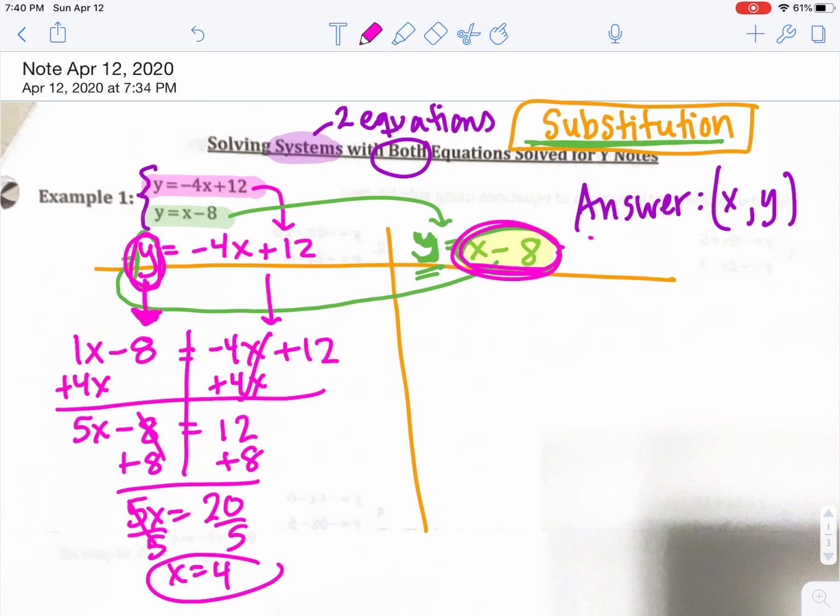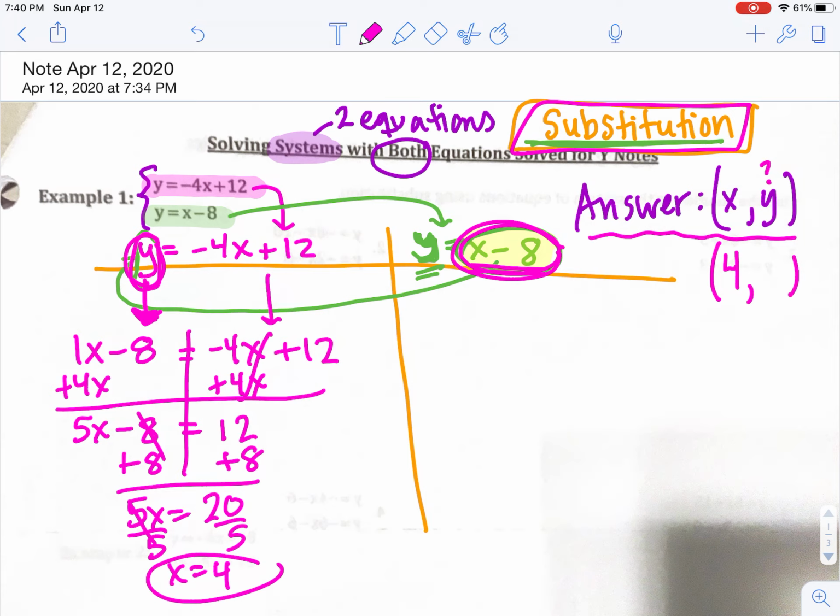Because remember I said our answer has to be x comma y. So just now you guys found that x was 4. So x is 4. But I still don't know what y is. So I got to keep going. Okay, so how do I keep going? Well, it's called substitution, right? So we're going to substitute again.